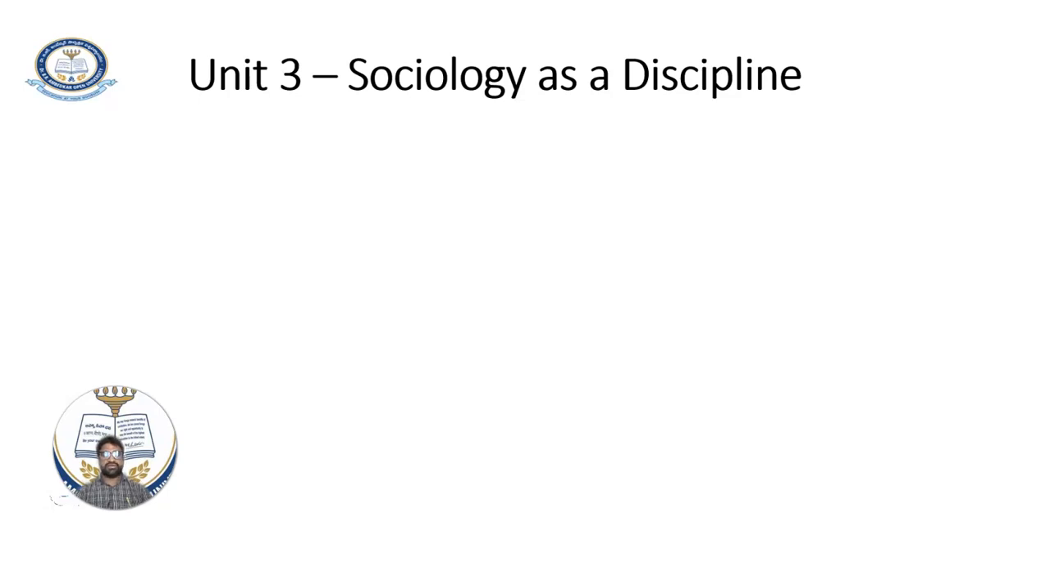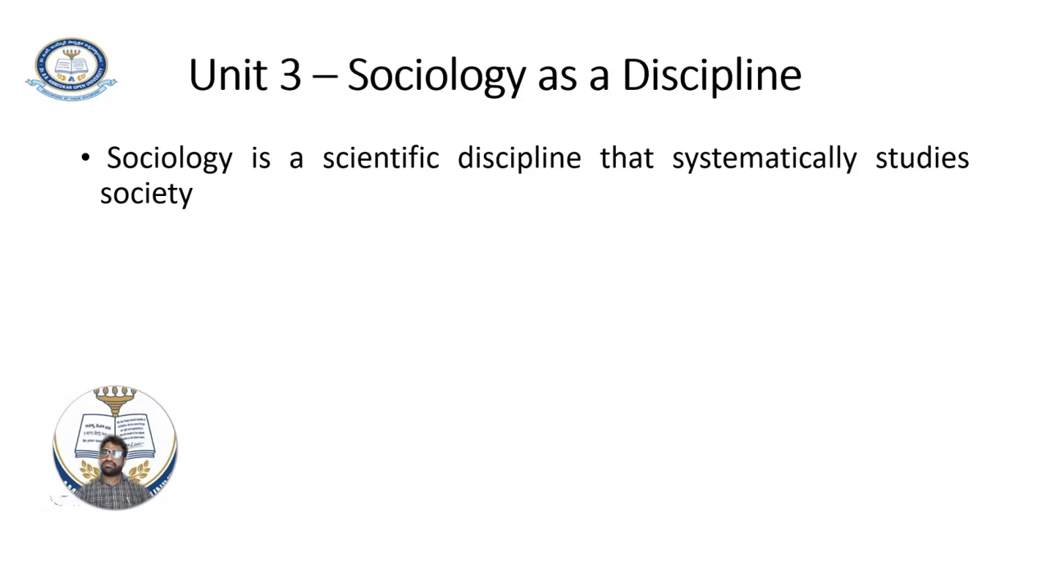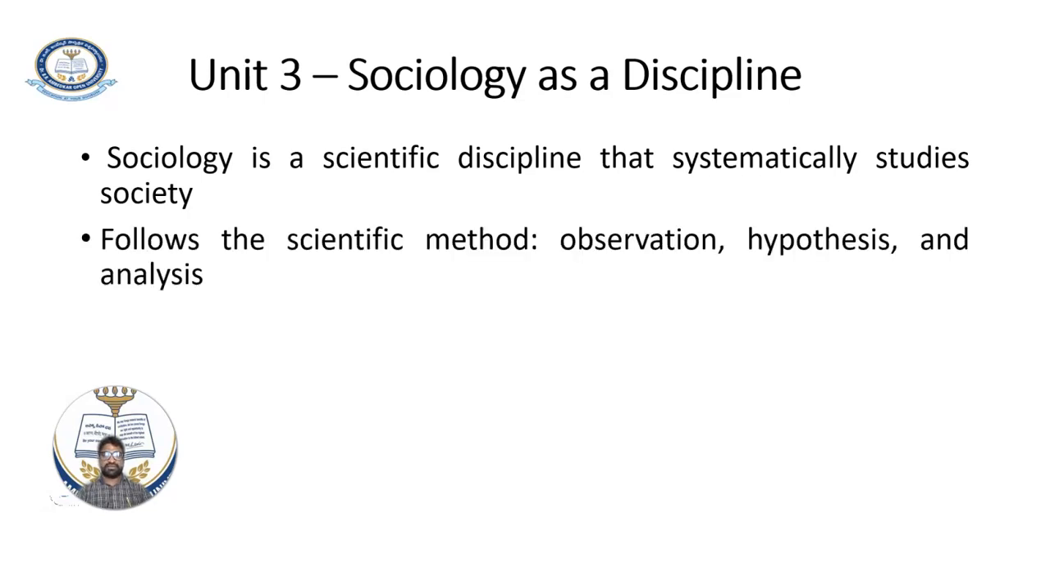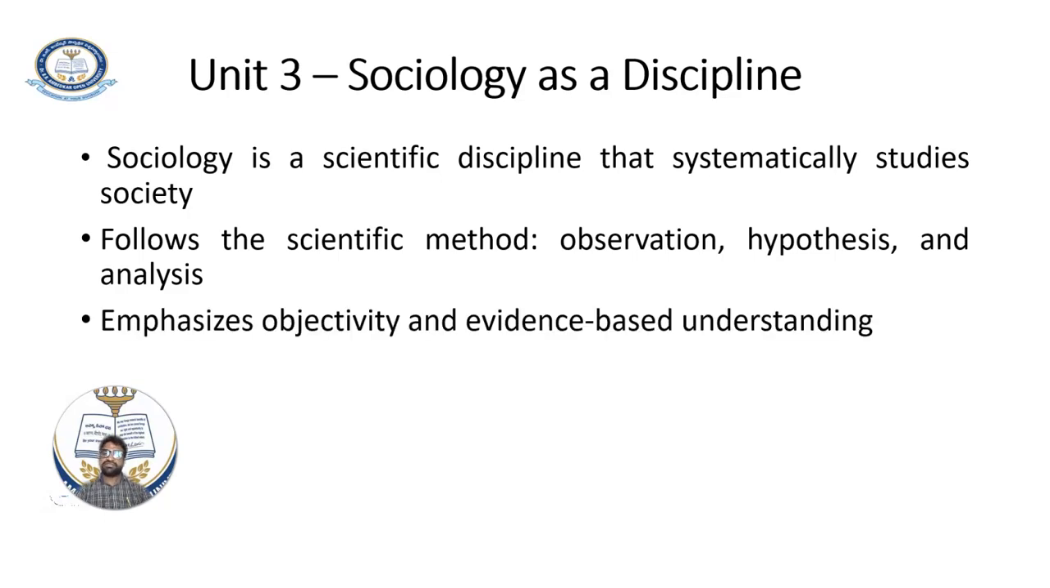In this block, we have the third unit. The third unit deals with sociology as a discipline, where it argues that sociology is a scientific discipline that systematically studies society. It argues that sociology follows the scientific method, which includes observation, hypothesis, and analysis of the data. It emphasizes objectivity and evidence-based understanding to analyze social issues in society.